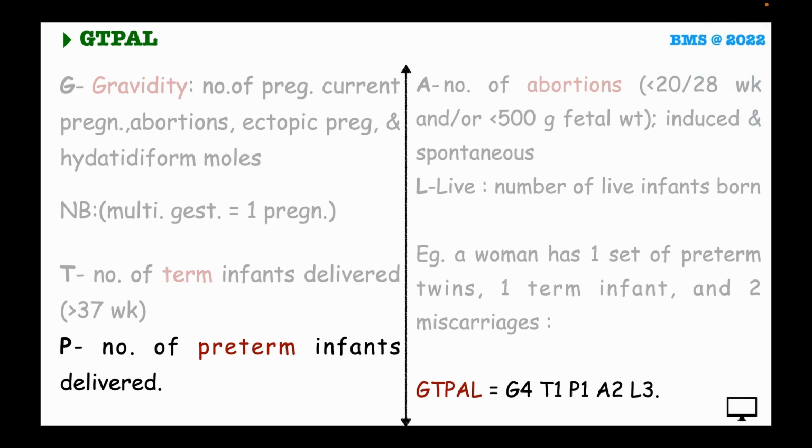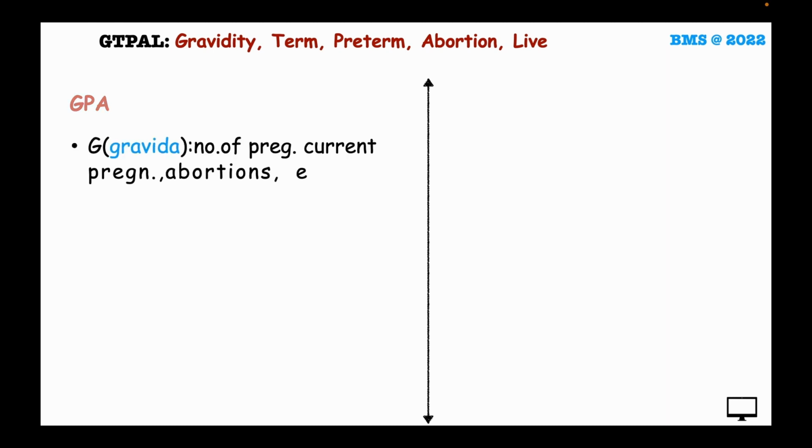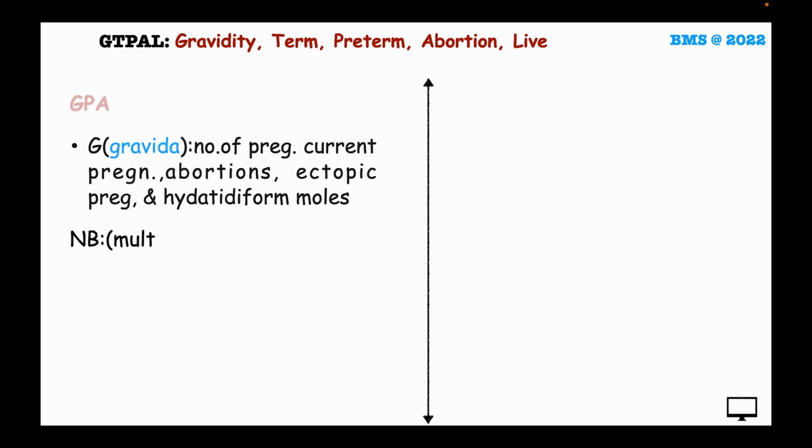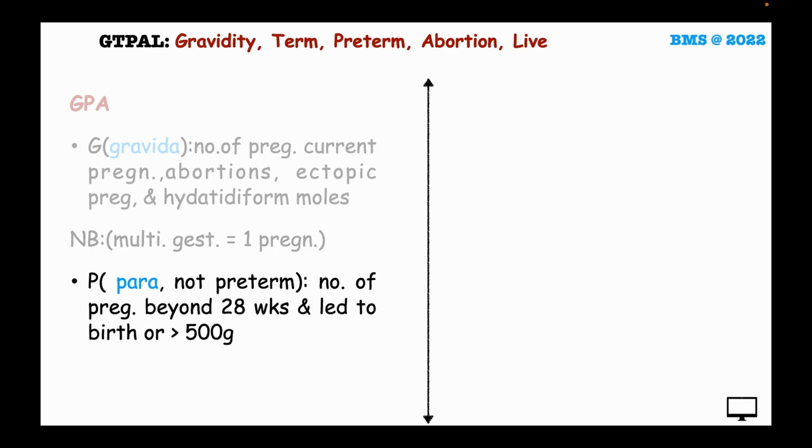Now, when we look at the GPA system, the GPA system also talks about gravidity, para, and abortion. And so the G still represents gravida as we've seen before. And so the number of pregnancies that the woman has had, including the current one, as well as abortions, ectopic pregnancies, and hydatidiform moles. And still, multiple pregnancy represents one pregnancy and not 2. The P in GPA system is para and not preterm. And so you must take note over here. It is para and not preterm.